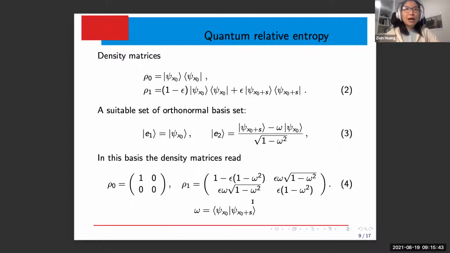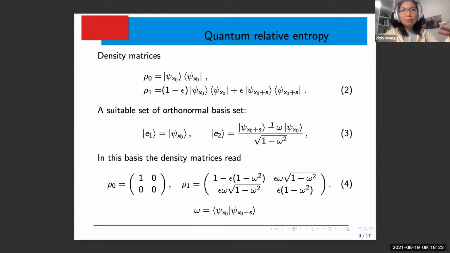And now we can go ahead and calculate the quantum relative entropy. But before we can do that, because the wave function of the planet may not be orthogonal to the star's wave function. So remember, there's a finite overlap spatially. We have to find a suitable orthonormal basis set that spans the Hilbert space of rho 1. And we can do this by using your typical Schmidt orthonormalization methods.